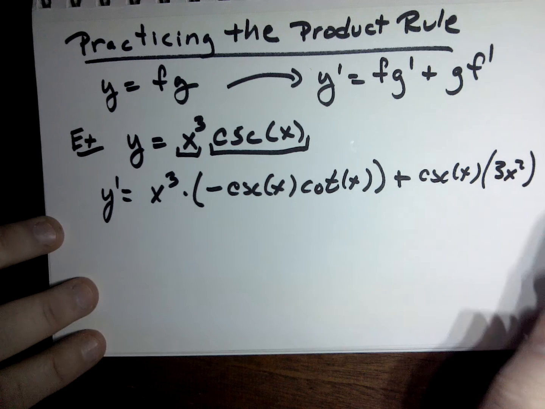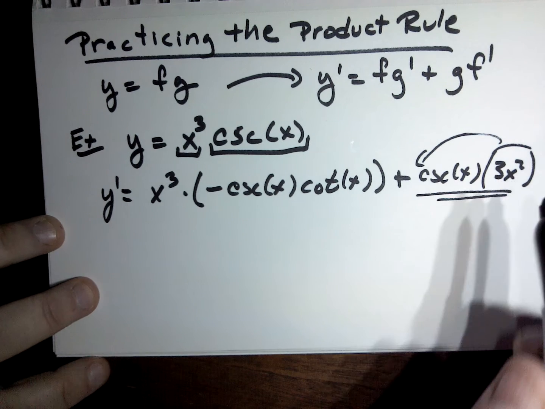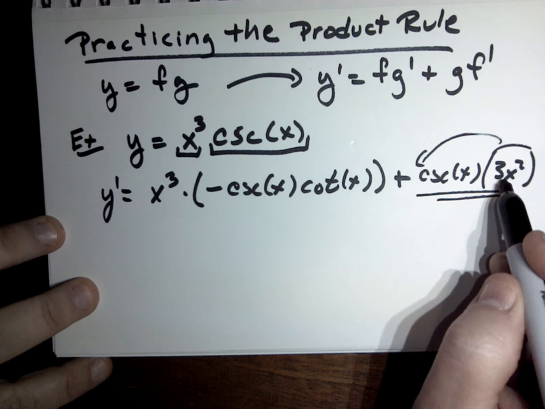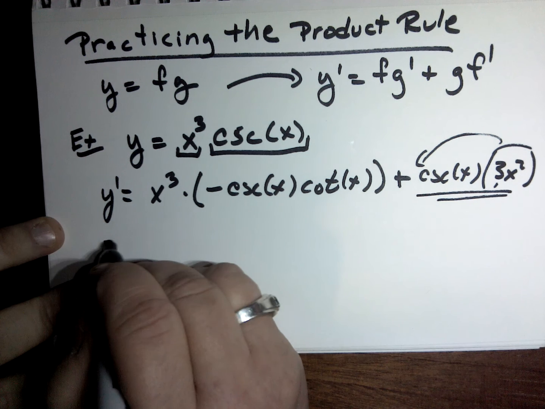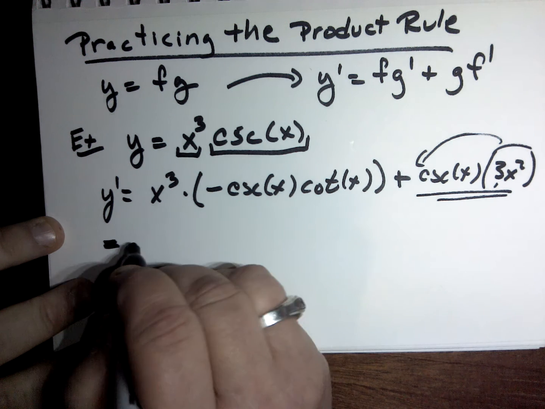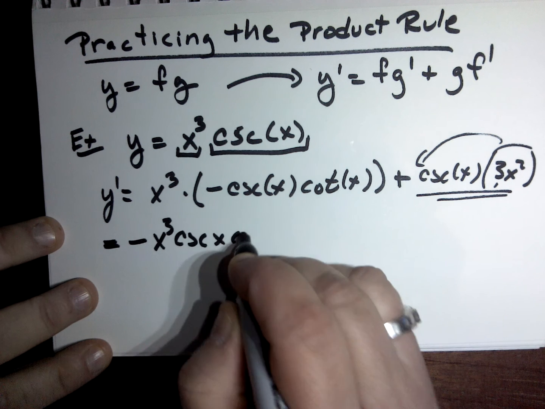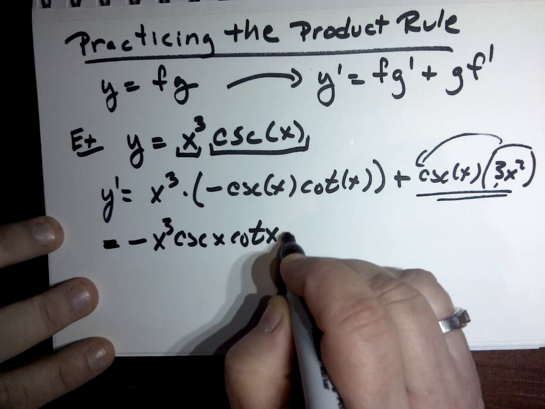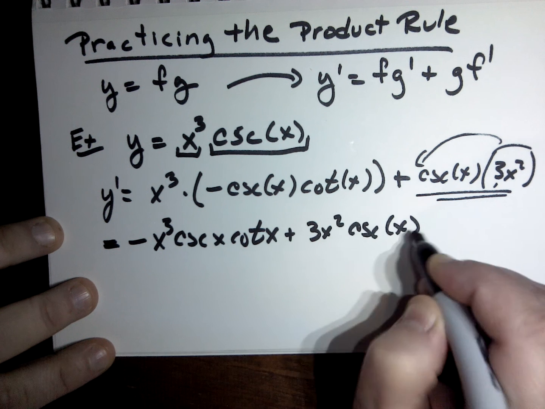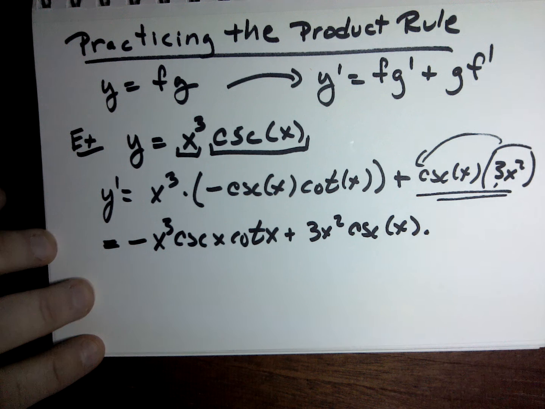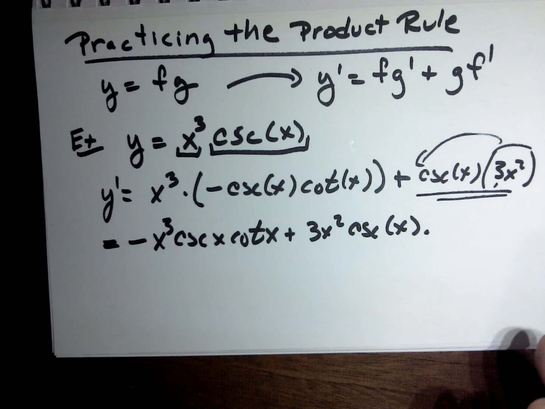Now, typically when I do this sort of thing, I'm going to put this in front because 9 times out of 10, this 3x squared is going to get sucked into the cosecant and just screw up my day. So I'll probably typically write this as negative x cubed cosecant x cotangent x plus 3x squared cosecant x. And there's my derivative. If I need to simplify it or factor it, I can do that, but if I'm just taking the derivative, I'm done.